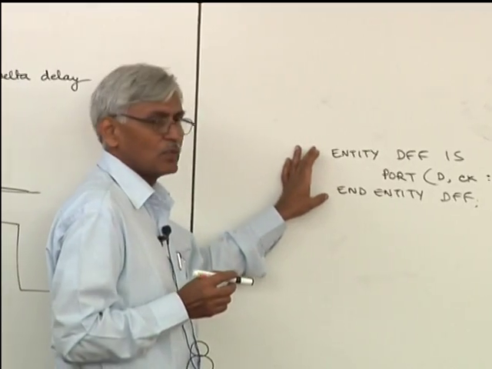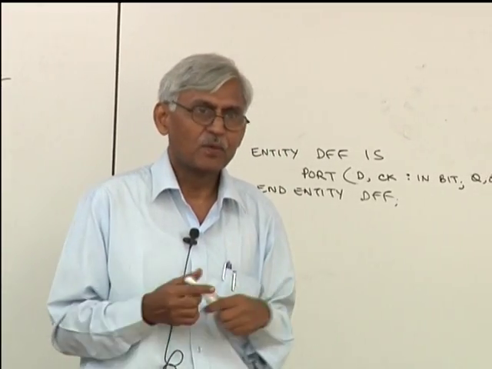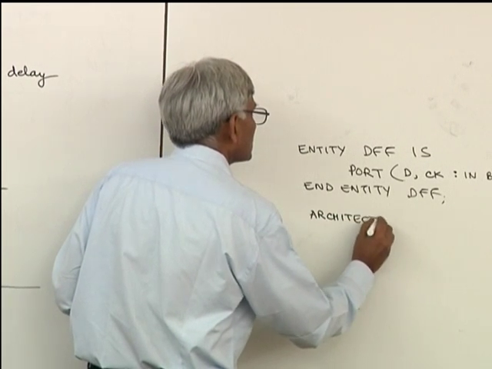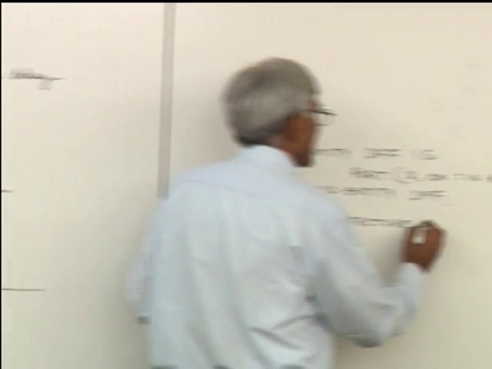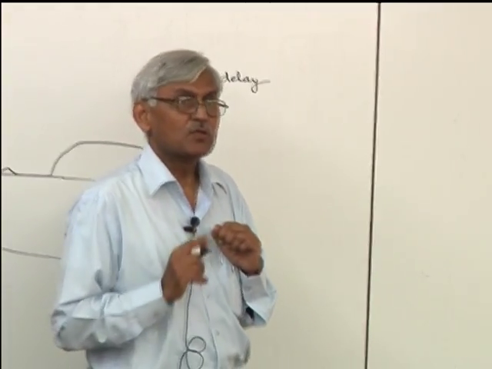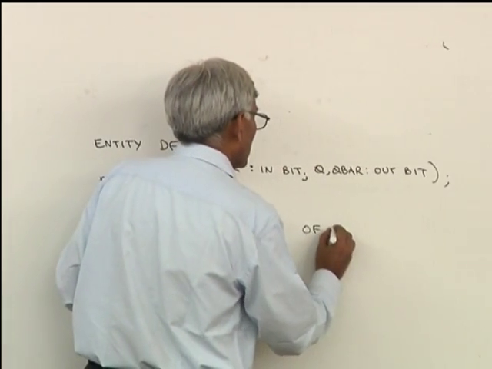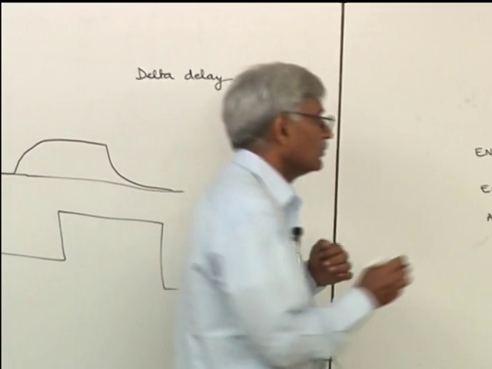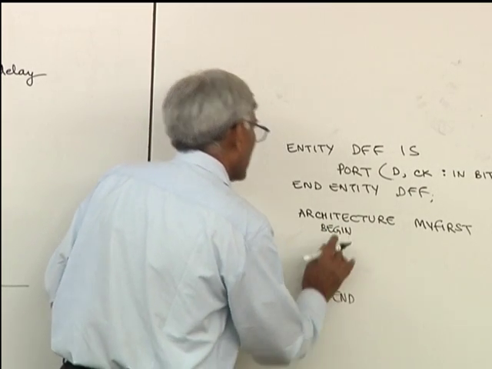Okay. So now the entity is over, you must describe the look from inside. So when you look at a component from inside, you are describing how does it work. Okay? So you say architecture, give this architecture some name. Okay? So say my first. You could give any name. Now you have to specify an architecture of which entity you are specifying. Okay? So you say architecture my first of DFF is. Okay? And now you can specify between begin and end the working of this part.